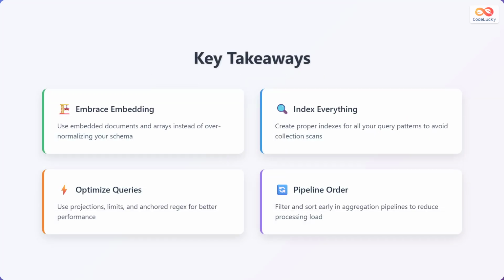Let's summarize the key takeaways from this video. First, embrace embedding. Use embedded documents and arrays instead of over-normalizing your schema. Second, index everything. Create proper indexes for all your query patterns to avoid collection scans. Third, optimize queries. Use projections, limits, and anchored regex for better performance. And fourth, use correct pipeline order. Filter and sort early in aggregation pipelines to reduce processing load.